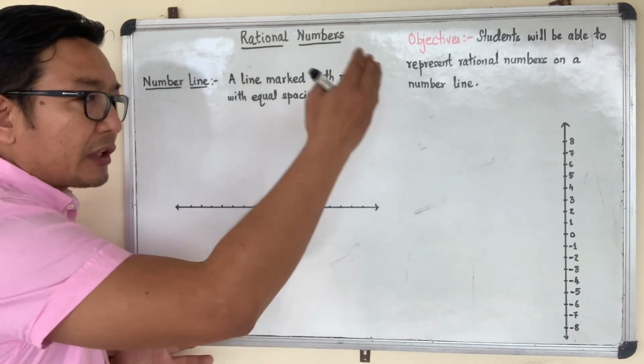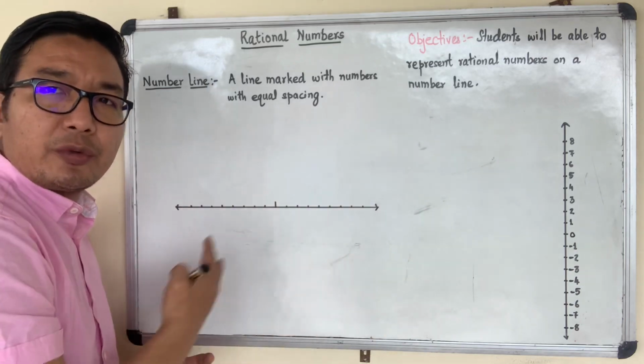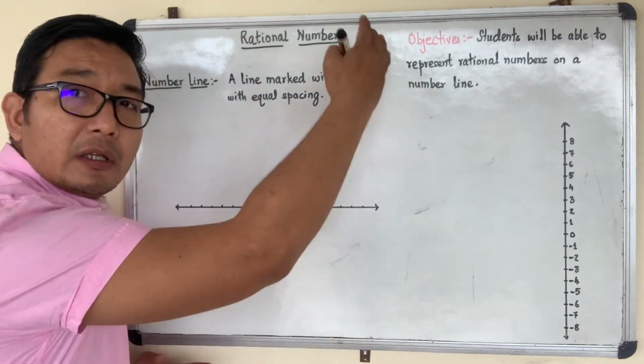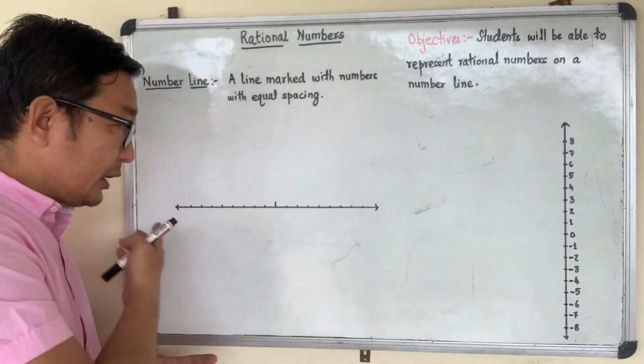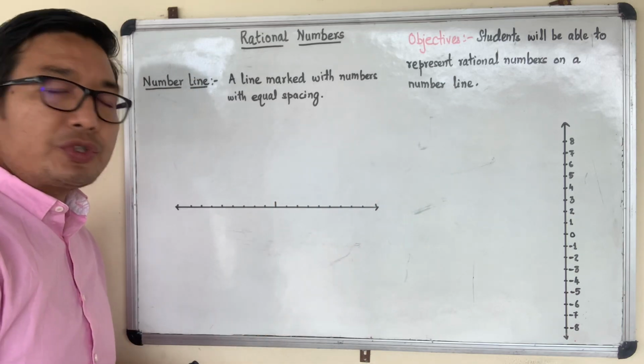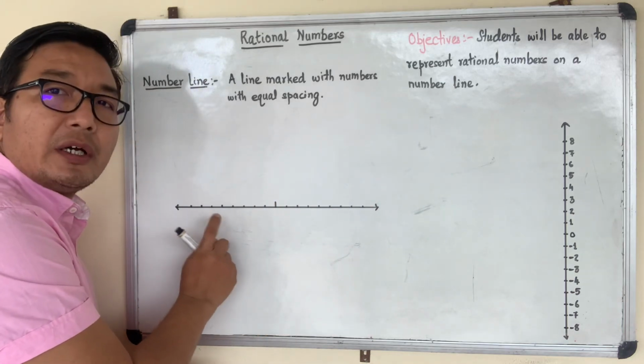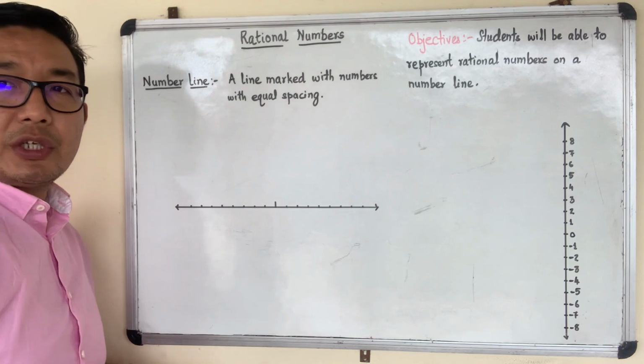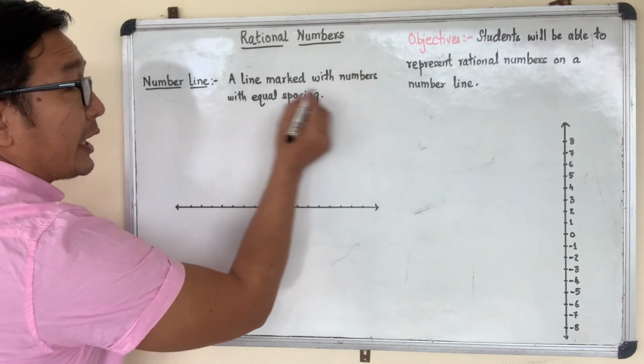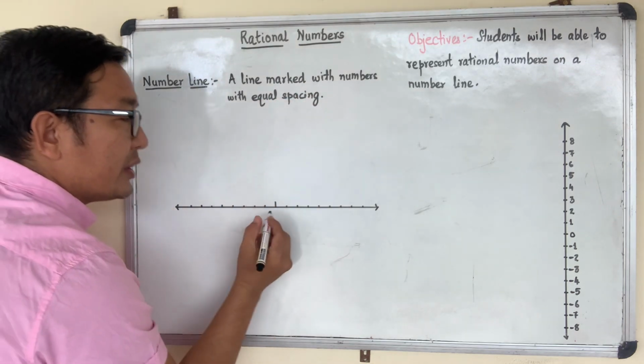So there is a vertical number line and a horizontal number line. Here is an example of a number line, a line marked with numbers.